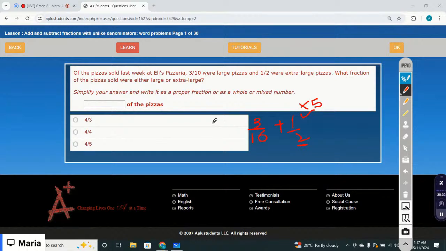You have to multiply this fraction by 5 because 5 times 2 makes 10. So that is 1 times 5 divided by 2 times 5. So that is 3 by 10 plus 5 over 10. So that is 8 over 10, right? Divide them by the common factor, that is 2. So that would be 4 over 5. So the correct option is 4 by 5. Got it?